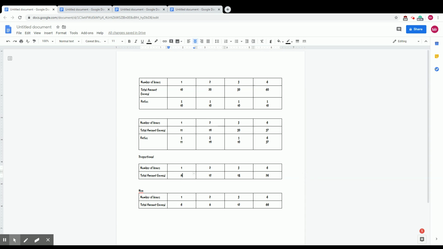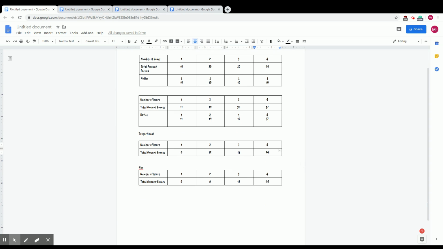Now, proportional relationships follow a pattern. Right here, 1 hour of work gets $6 of pay. Okay, and then it goes up by another 6. Just how the one up here went up by 10, it has to follow a pattern. So for 2 hours, you get 12. 3 hours, you get 18. 4 hours, you get 24 hours. Or not 24 hours, $24.